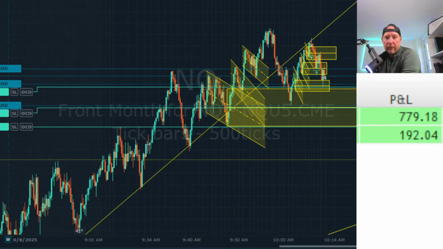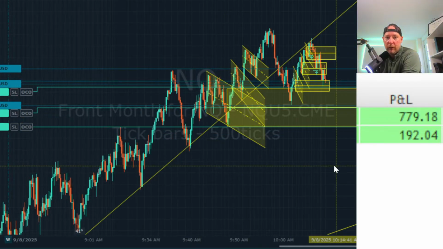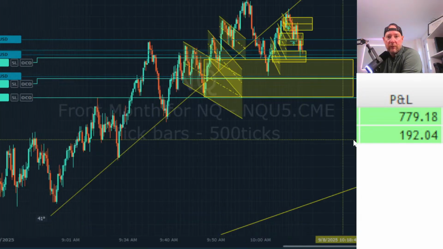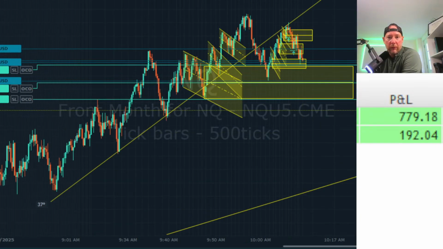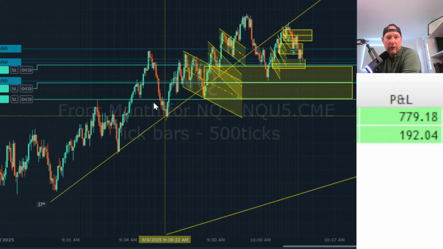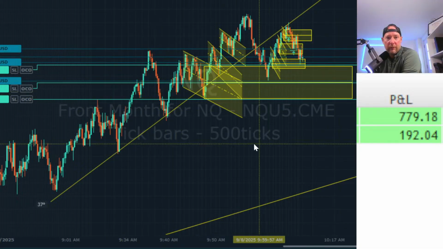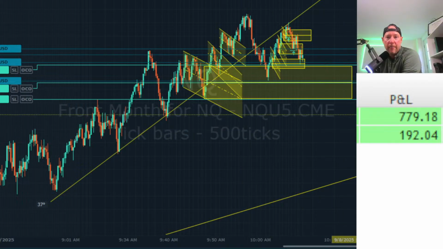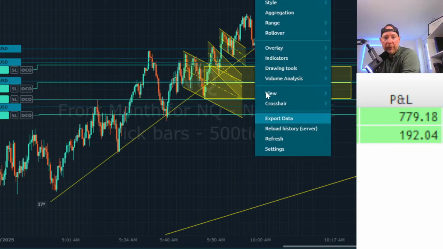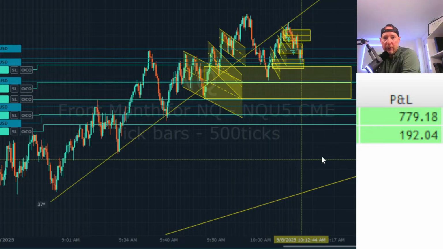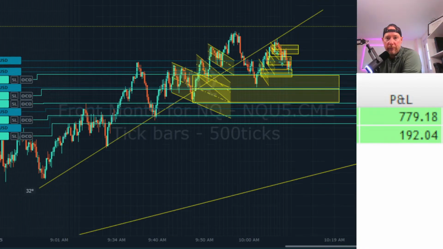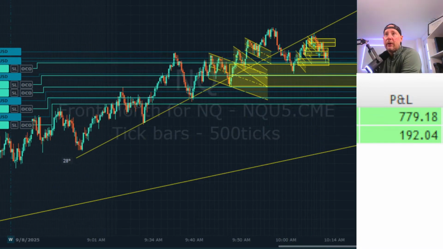Okay, let's see. It looks like the market is still a little weak. Let's look for some more supports. Where else will we find support? We definitely have some. This was all one sort of bull flag. I'm just going to put these orders out here while I'm talking, so I don't miss anything.